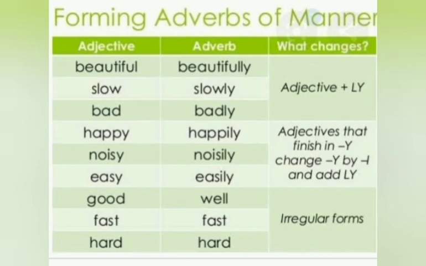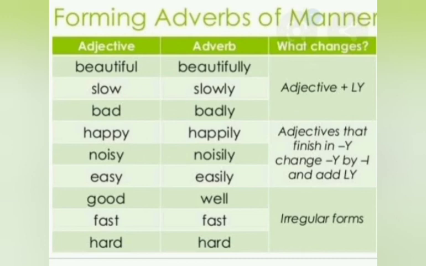Do you understand? Now let's go to the third type. The third one is good, fast, and hard. Now if you can see, even if we change it into the adverb of manner, it still remains the same. Good changes into another word, well. Fast remains the same and hard also remains the same. This is because these are irregular forms. That is why they do not change in the usual way.